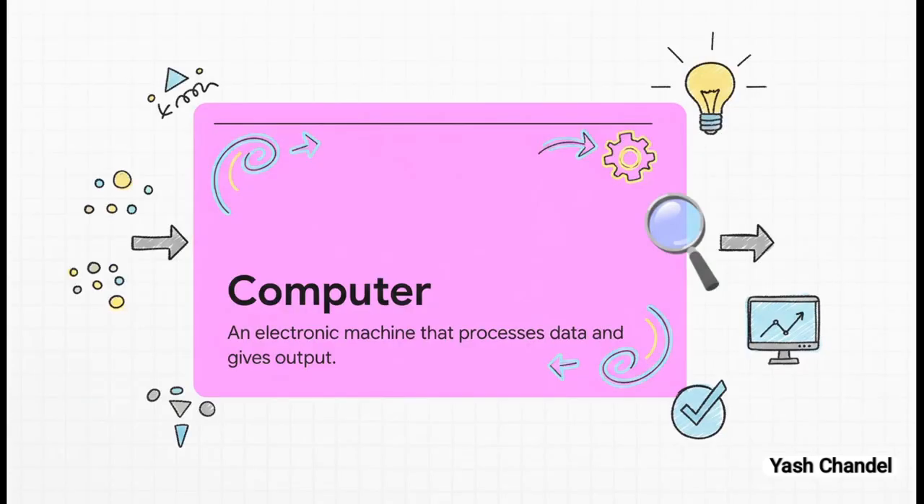So if you boil it all down to its most basic, simple form, this is it. A computer is just an electronic machine that takes in some data, does something to it, and then gives you an output. That's it. It sounds almost too simple, right? But the real secret, the magic, is in the how. How does it actually do all that?